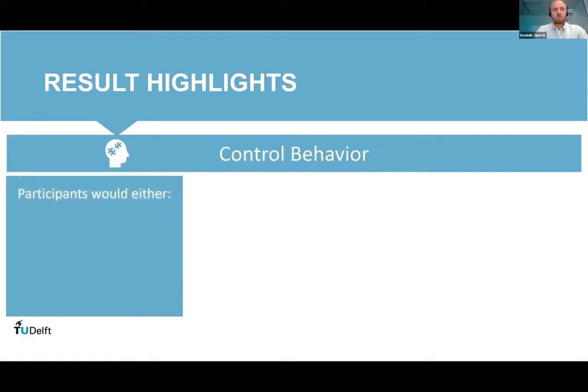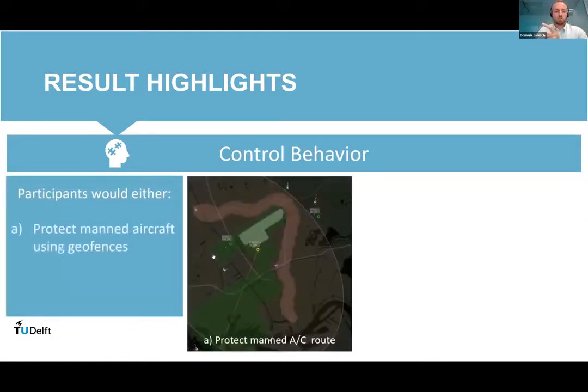So we found that participants would either fall back to one of two strategies. The first one was to aim to protect manned aircraft using geofences. This is something that we had expected. You can see here in this image a helicopter departing to the southwest, with areas being blocked or reserved with geofences to stop all UAVs from entering there and just to give it a clear path to fly in this direction. This is the control behavior that we expected for all of the flights.